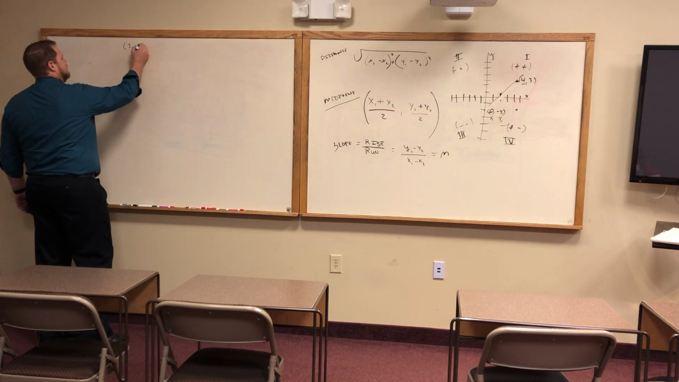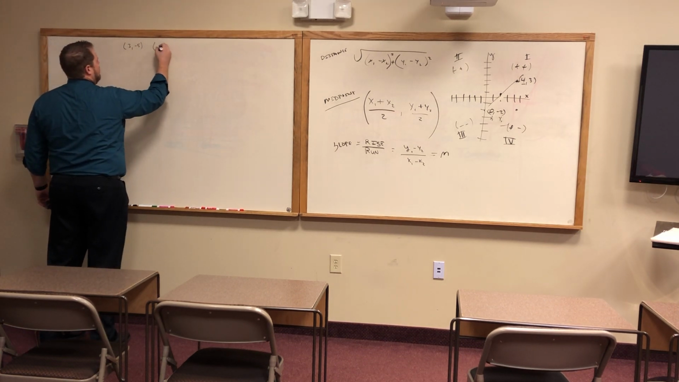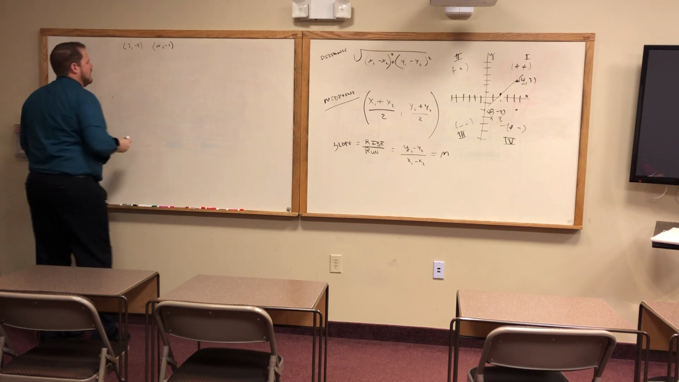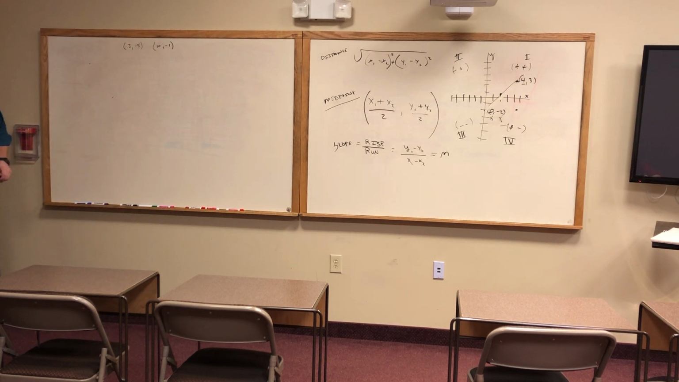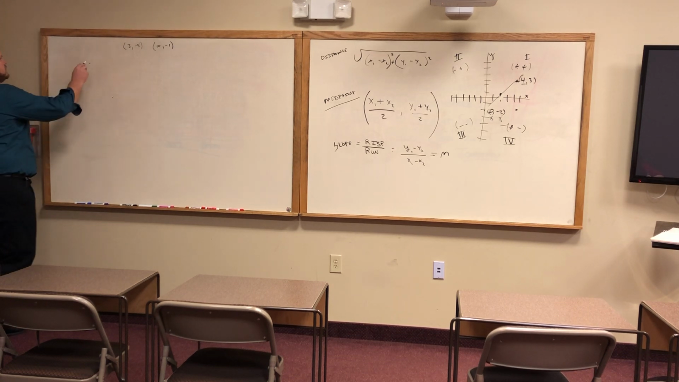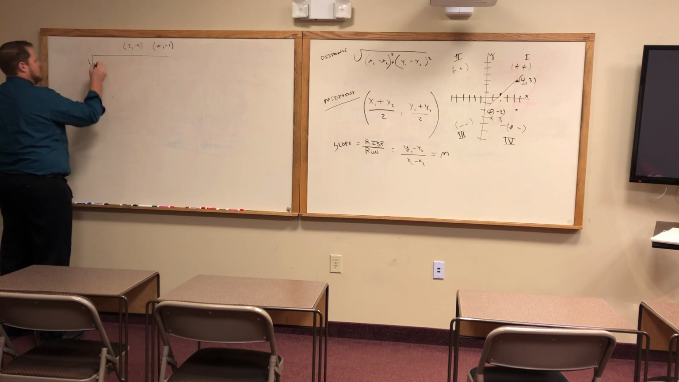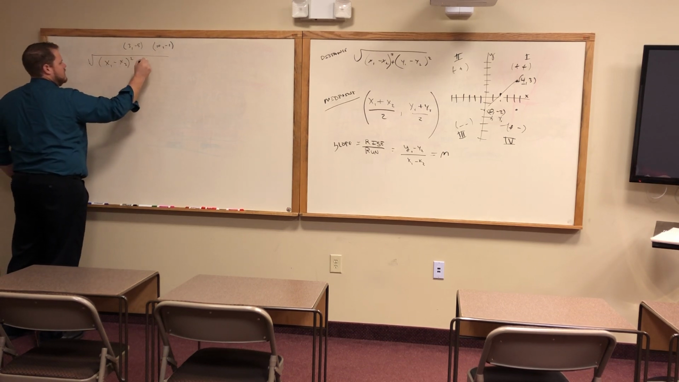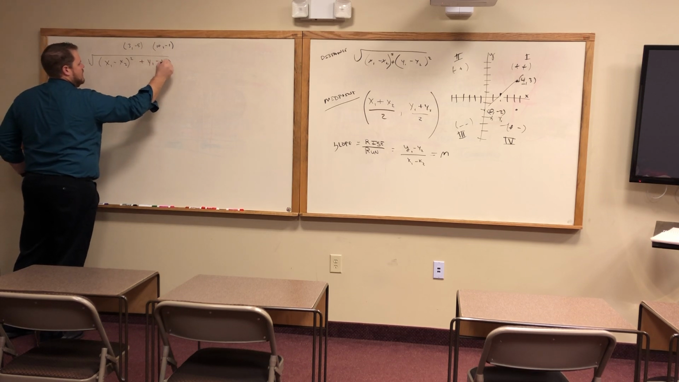Negative 5, and the other one is, let's say, 10 and negative 1. All right, so here we go. First off, let's solve for the distance together. Square root of parentheses, x1 minus x2 squared plus y1 minus y2 squared.